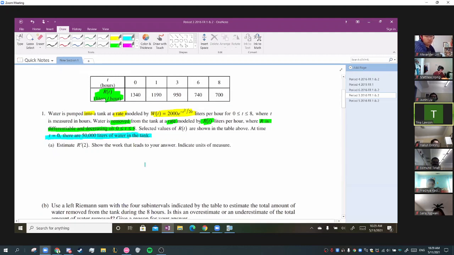Estimate R prime. Well, we all know prime means derivative, it means slope. So all I have to do is go to the R, which is right here, and find the slope at 2. Well, 2 would stick right between 1 and 3, so I'm going to use these values to help me calculate an approximate slope. So the approximate slope here is going to be the difference of the y's all over the difference of the x's, like so. And that's the slope of R, right?